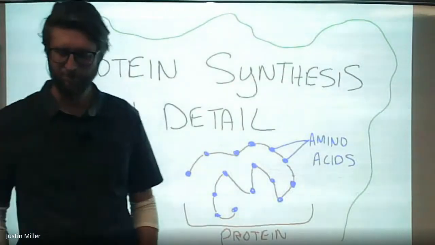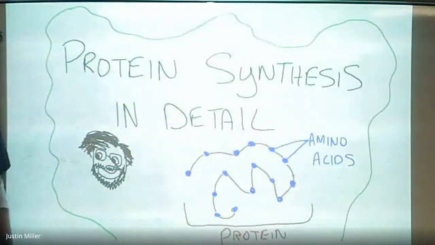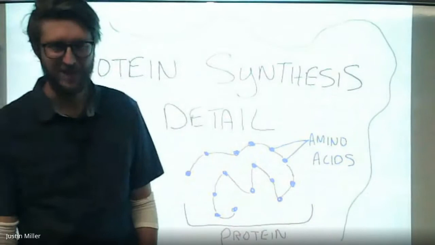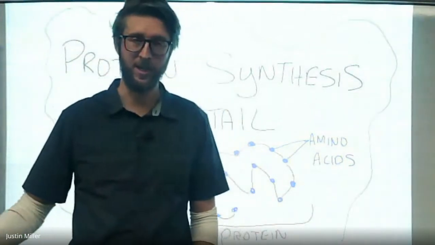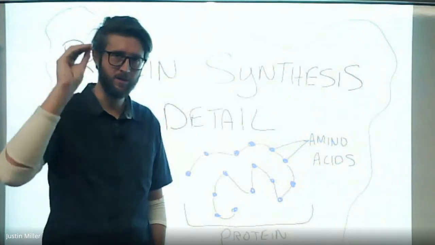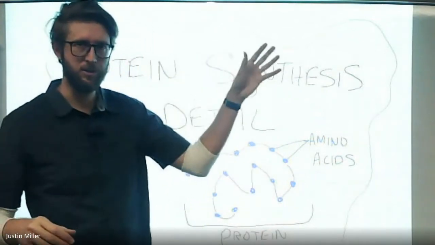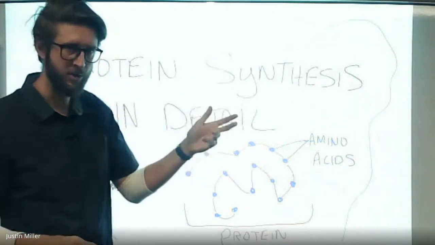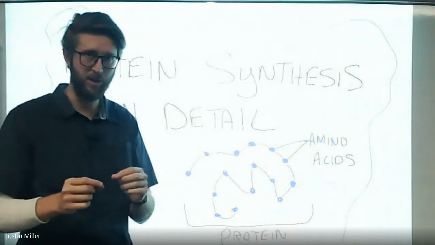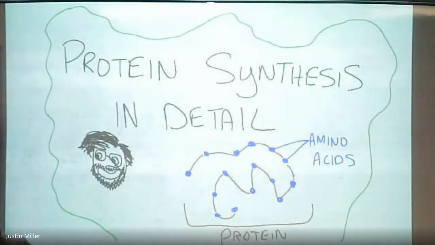Hi, class. Okay, so protein synthesis in detail. We're going to talk about a more detailed look at how proteins are made. In the last video, we kind of introduced it. We talked about the initial steps: DNA to RNA is transcription, RNA to a protein is translation. But now we're going to get into exactly what's going on behind the scenes with protein synthesis.